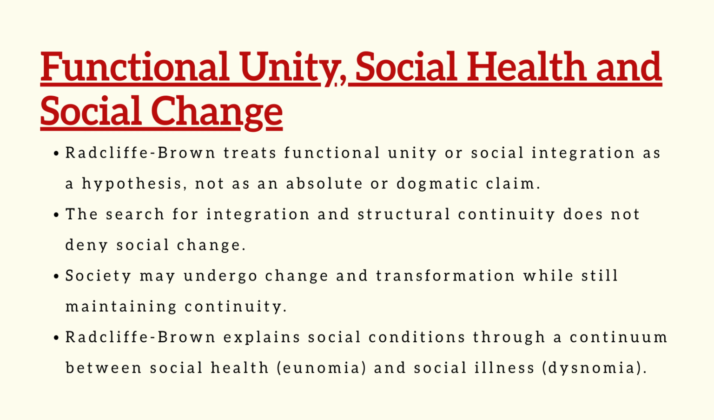To explain different social conditions, Radcliffe Brown uses a continuum between social health or eunomia and social illness or dysnomia. Eunomia refers to a condition where social relations are relatively harmonious, well regulated, and integrated, whereas dysnomia refers to a condition where social relations are disrupted, disorganized, or weakened. Importantly, societies are not simply healthy or unhealthy. They exist at different points along this continuum, depending on the level of integration and order present.